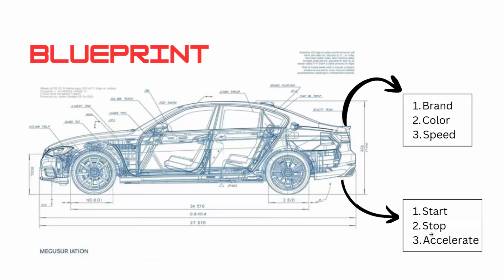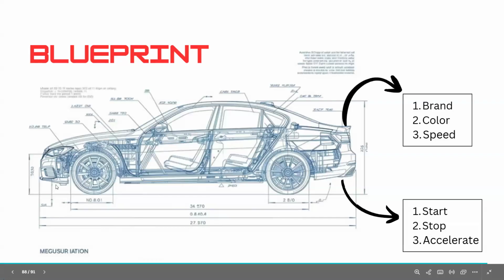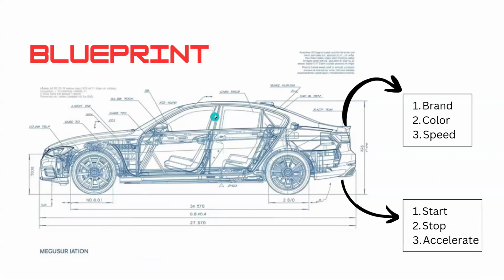Now, think of how cars are built. Before any real car is made, an engineer first designs a blueprint, something like this. This blueprint defines how the car will look, what features it will have, and how it will behave. But it's not a real car yet.